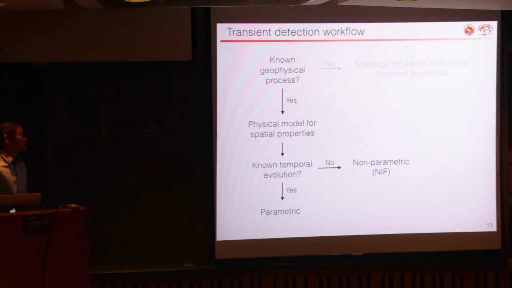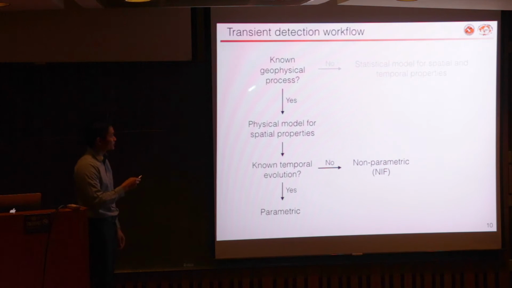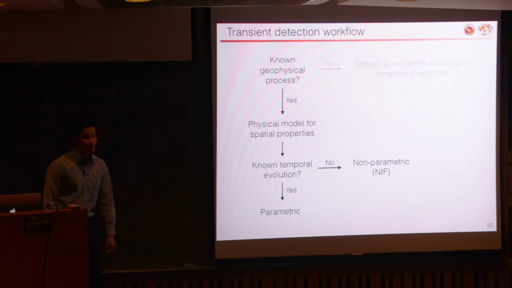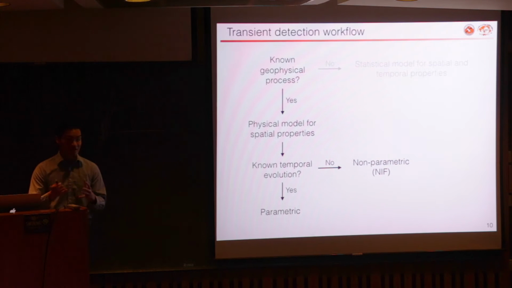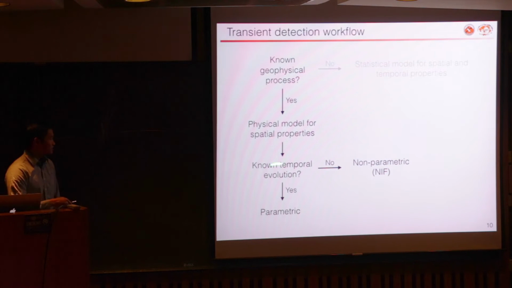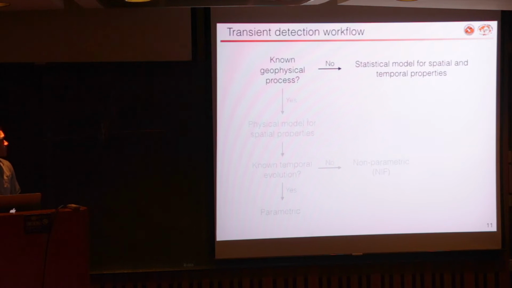So now you get this transient detection workflow, where if you're given a data set, you start off at this question: is this a known geophysical process? If yes, then I can specify a physical model for the spatial properties. And do I know the temporal evolution? If yes, then I can parameterize it. If not, then I'll have to use something non-parametric, like a network inversion filter. If I don't know the geophysical process, then I have to use statistical methods, so just purely examine the data.